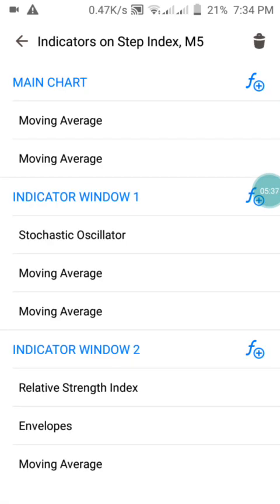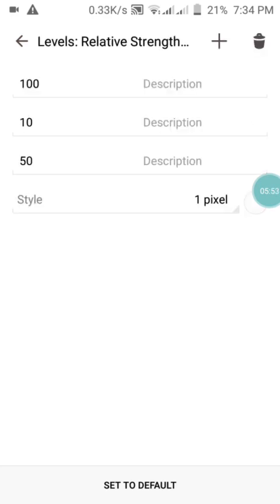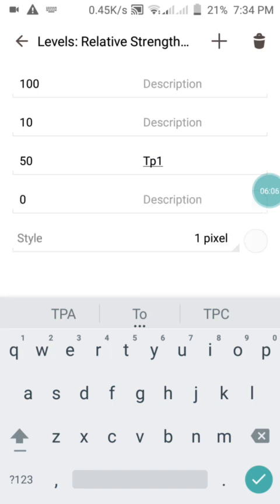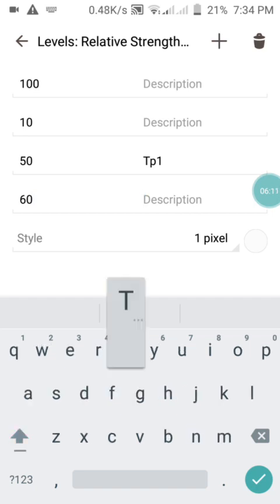Now let's move to indicator window 2, where we have our relative strength index. This is our relative strength index, the period of 1, apply to close. We have our style in white color. Don't forget, this is the color of our background. And also we have different levels here: 100, 10, and 50. Don't forget, our 50 is always our take profit 1. And if you don't want to take it at take profit 1, you can also set your 60 level as take profit 2. It all depends on how you want it to be set.